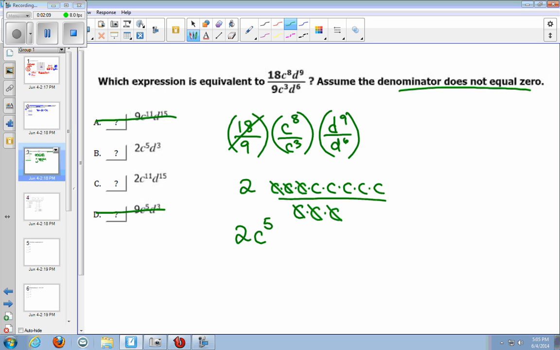And I actually don't even need to finish my problem. I know that the answer is B because that's what has c to the 5th in it, as well as a 2. But for education purposes, let's go ahead and finish this out.